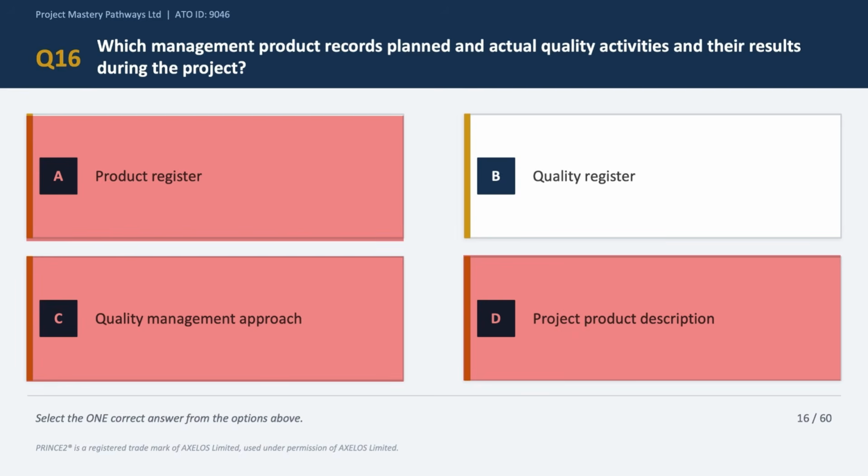So option B says quality register, and this is the correct answer choice. The quality register is the live log of planned and completed quality activities on the project. It is the audit trail for quality control, and in any audit, this is one of the first documents a reviewer will ask for. So the correct answer is option B.